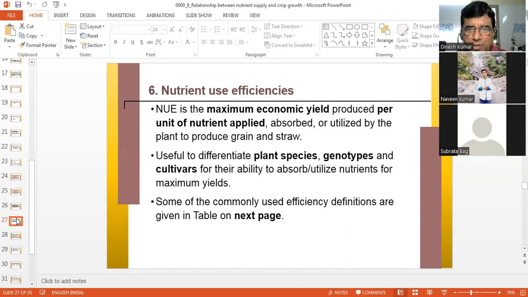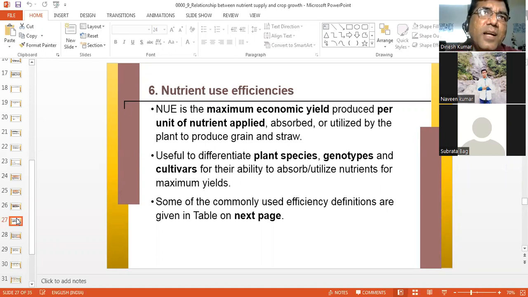So I'm not going into the details, but I want to go into the little details about nutrient use efficiencies. They are also important. Through them, we can know the growth level or the yield level. How much is the change in dry matter? Even nutrient use efficiency, we can calculate in terms of biomass or dry matter also, or economic yield also. It depends upon the interest of the researcher.